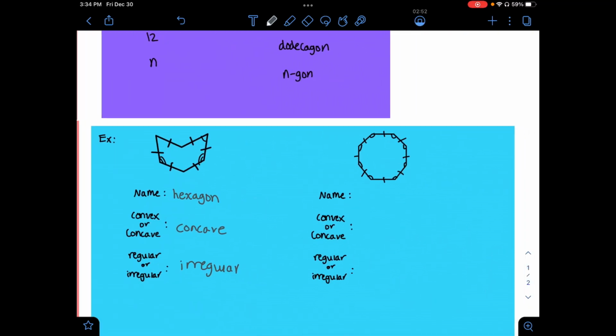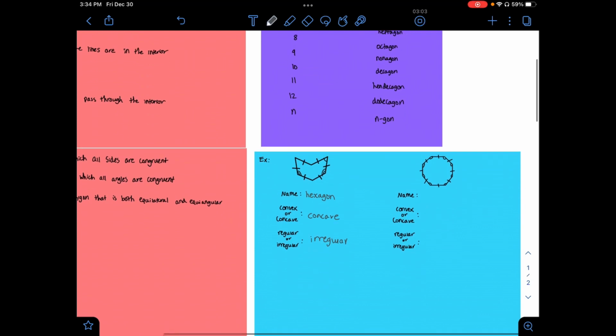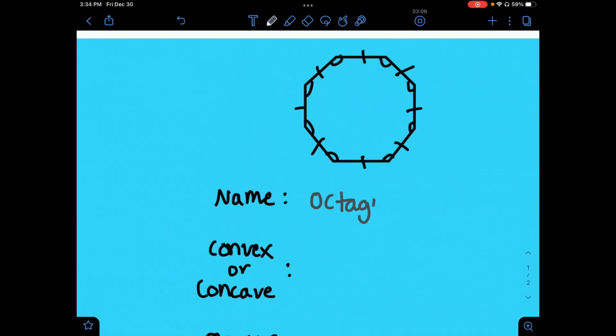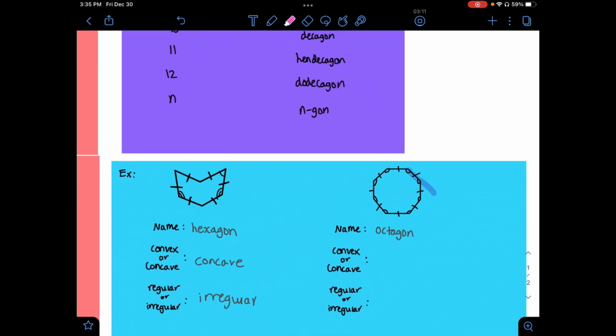Our next one we have is over here. So let's count the sides. 1, 2, 3, 4, 5, 6, 7, 8. 8 sides. So we go up here, it's an octagon. Okay. So now is it convex or concave? If you draw lines, they all seem to go out. So it's convex. Now is it regular or irregular? All the angles seem to be congruent and all the sides seem to be congruent. So this one must be regular.